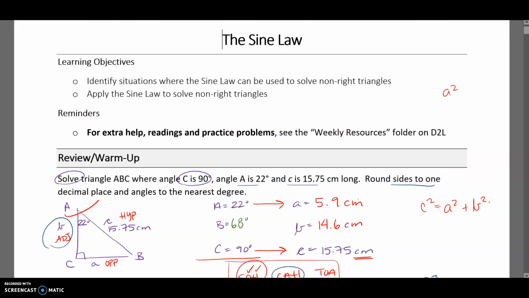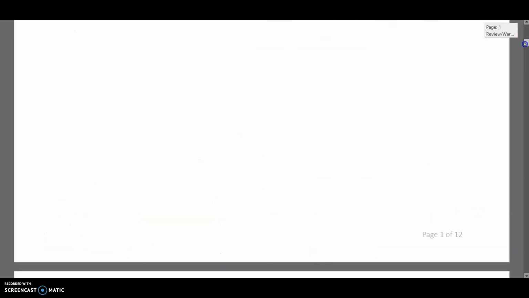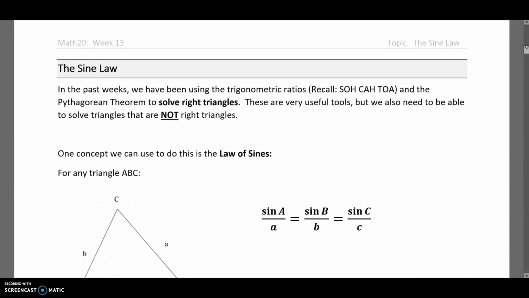What we're going to focus on in the next 2 weeks are strategies we can use to solve non-right triangles. So we'll introduce that next. What we'll look at today and the rest of this week is using the sine law to solve non-right triangles.